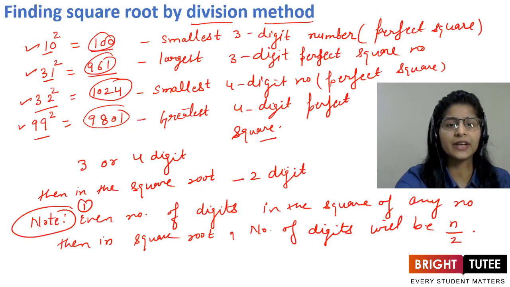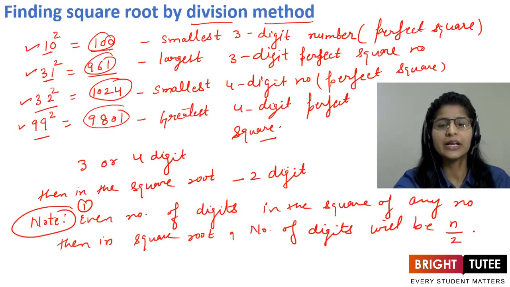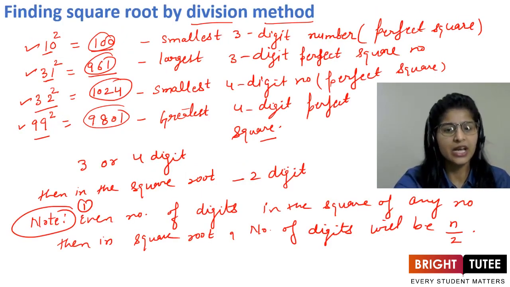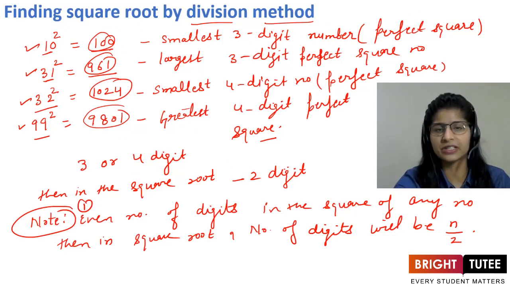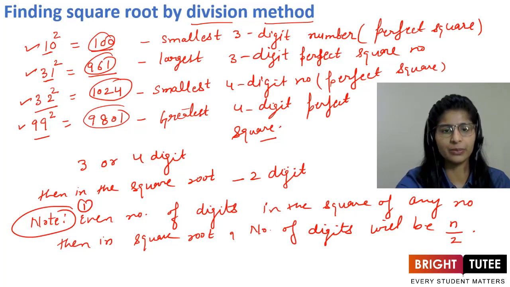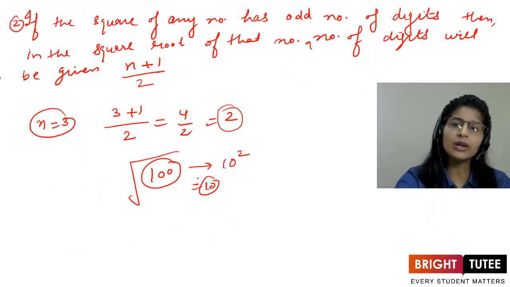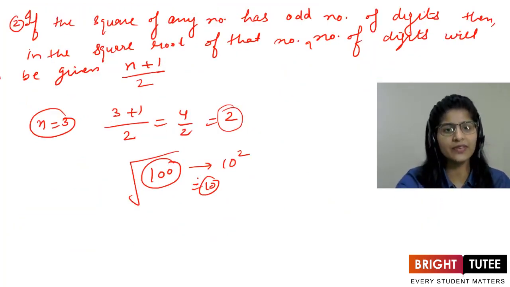If in the square of any number you have an even number of digits, you just divide that number of digits by 2. You will get the number of digits in the square root of that number. Now, if you have an odd number of digits n in the square of any number, then the square root of that number will have (n plus 1) upon 2 digits. Is that clear? So this is a very basic thing that I wanted to tell you.